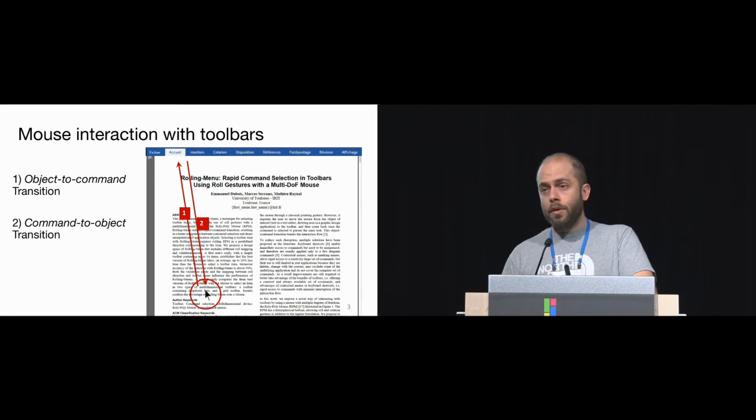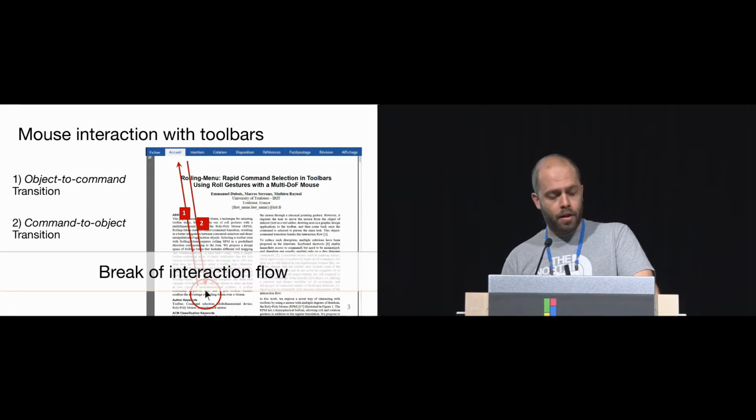And actually the true cost of any command selection should include both the movement to the menu, but also the movement back to the main task, which is something that is often neglected. The reason why we should consider both transitions is because they have the disadvantage that they tend to break the interaction flow, as we have to perform multiple object to command transitions.